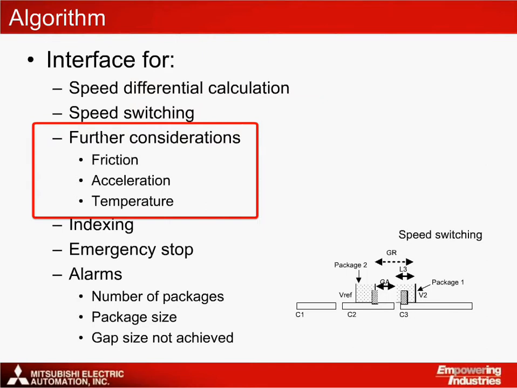There are also further considerations when gapping on the conveyors. These considerations include the friction between the package and the conveyor, a necessary part when considering the acceleration of the packages, and the temperature of the application. In applications where high accuracy is required, temperature-controlled rooms are used to avoid changes in elasticity of the conveyors.